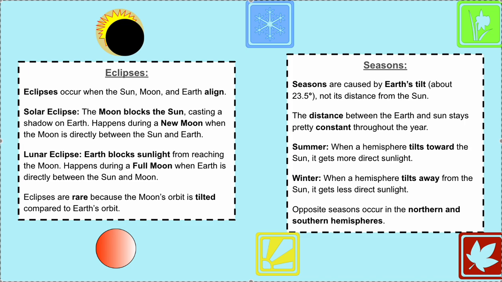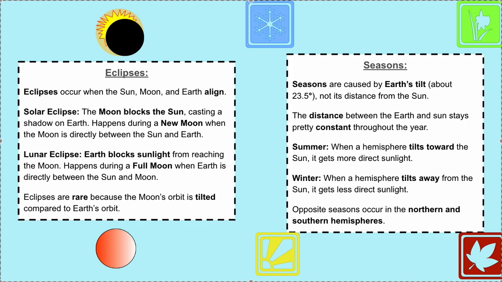Remember, the distance between the Earth and Sun stays about the same all year and does not cause seasonal change. In fact, the Earth is closest to the Sun in early January, showing that the distance from the Sun does not cause seasons. The tilt of the Earth causes seasons.